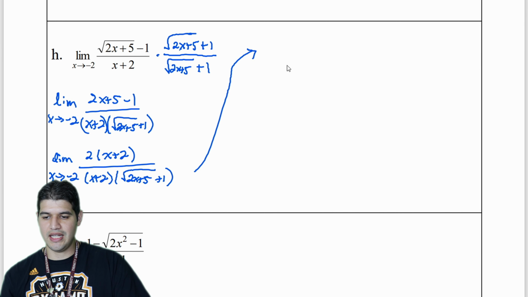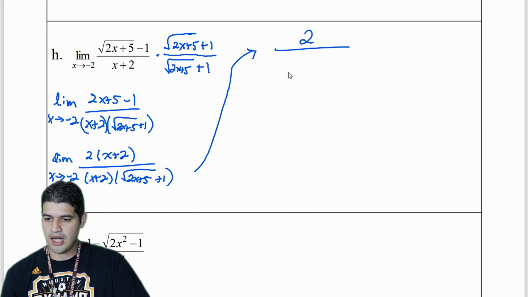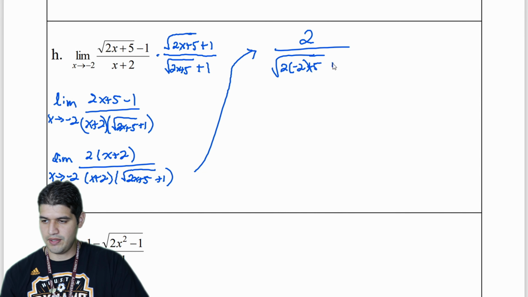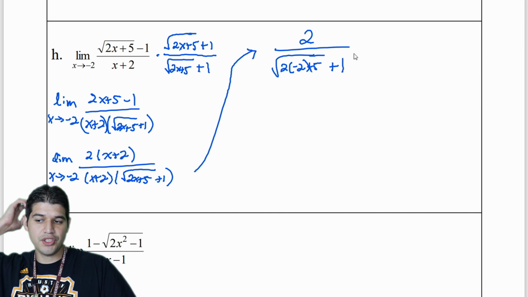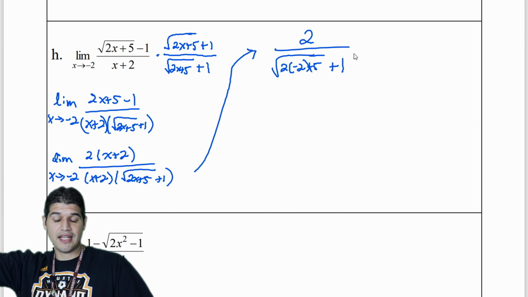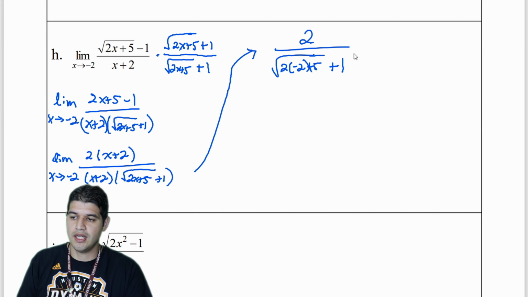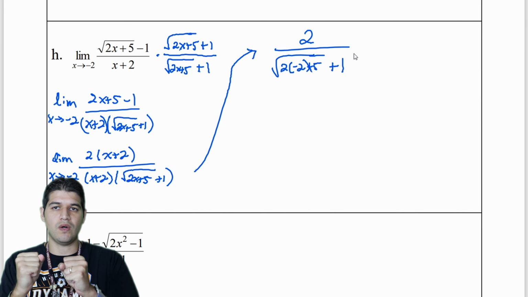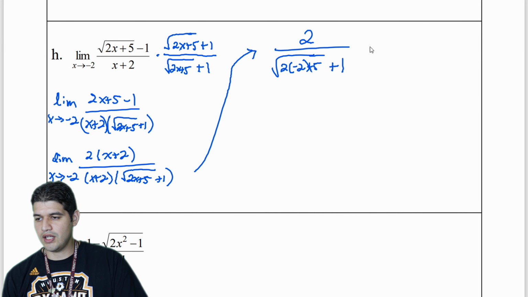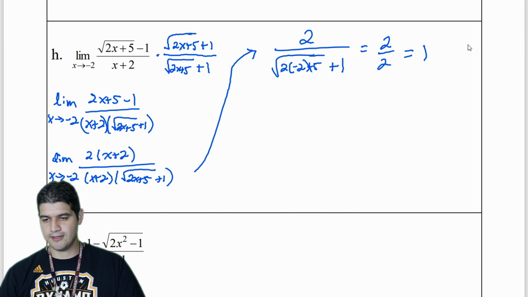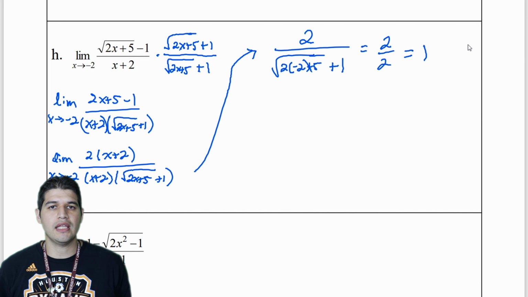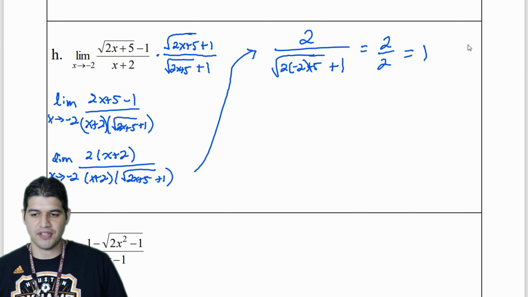And let's substitute in the negative 2. So I have 2 in the numerator. And then in my denominator, I have the square root of 2 times negative 2 plus 5, and then plus 1. So 2 times negative 2 is negative 4. Plus 5, that gets me 1. The square root of 1 is 1. So in my denominator, I have 1 plus 1, which is 2. So overall, I have 2 over 2, which is 1. So it can be really, really helpful to rationalize some of your functions.